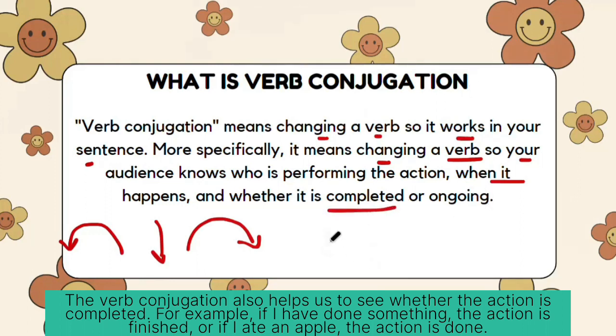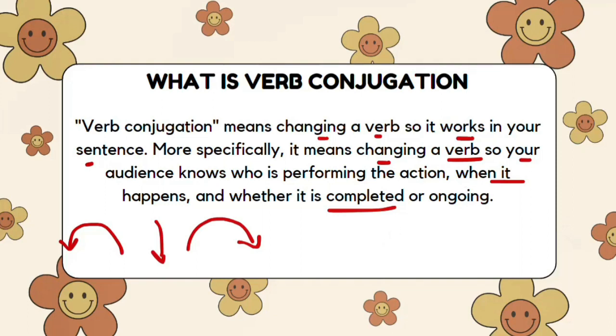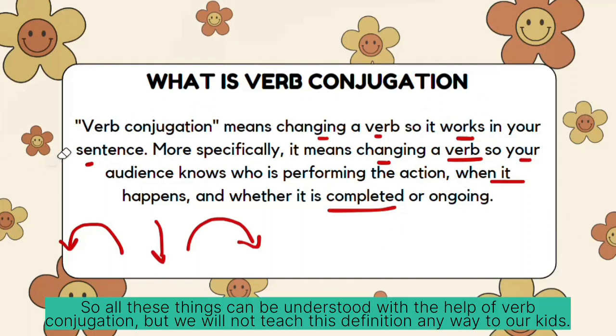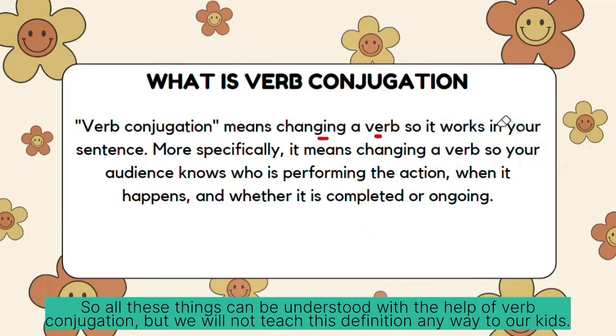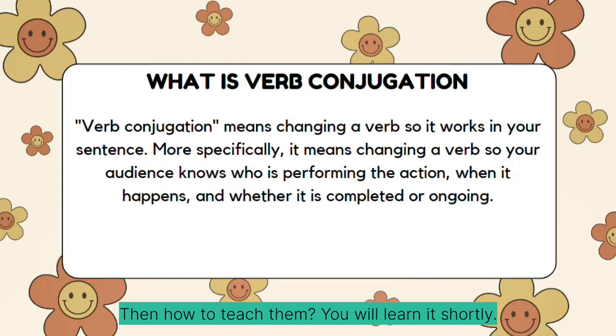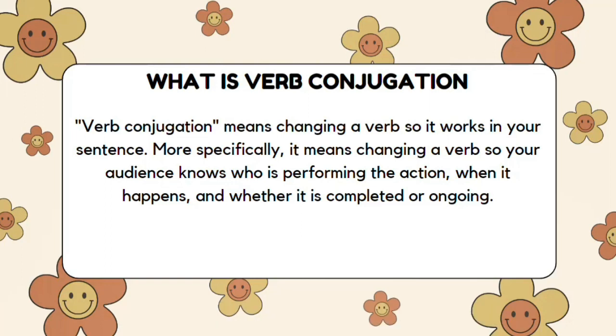For example, I have done something, the action is finished, or I ate an apple, the action is done. So all these things can be understood with the help of verb conjugation. But we are not going to teach this definition anyways to our kids. Then how to teach them? You will learn it shortly.